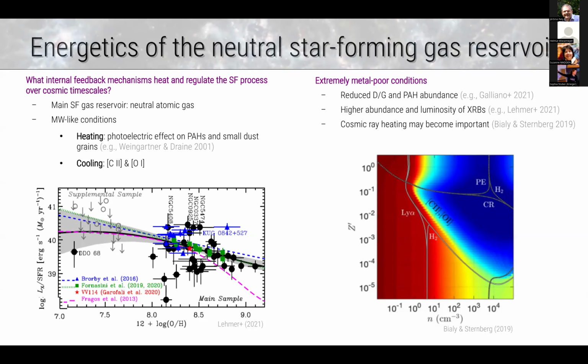At the same time, theoretically, so this is the paper of Vianney and Sternberg, you expect some kind of transition between the photoelectric effect heating and the cosmic ray heating around 1/10th solar metallicity. But here the X-ray photoionization is not included. So this is where we stood.